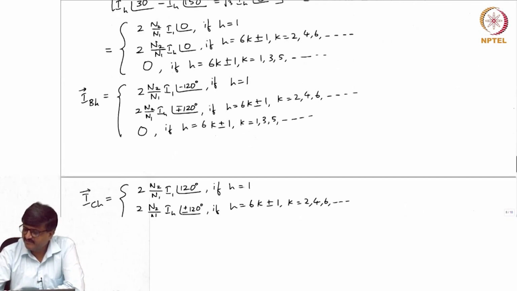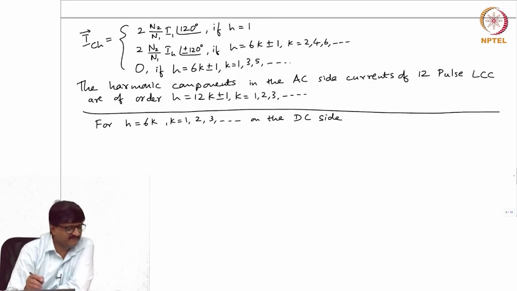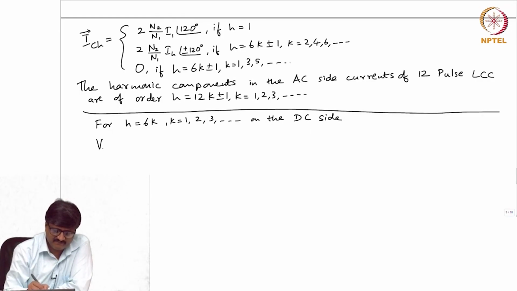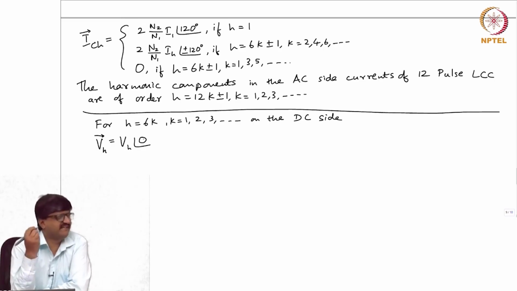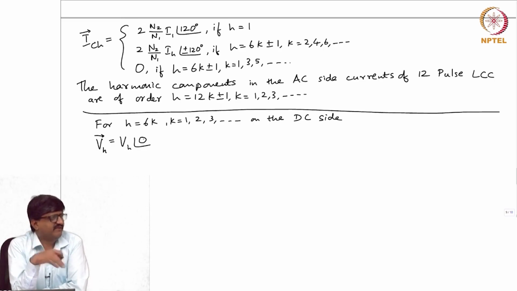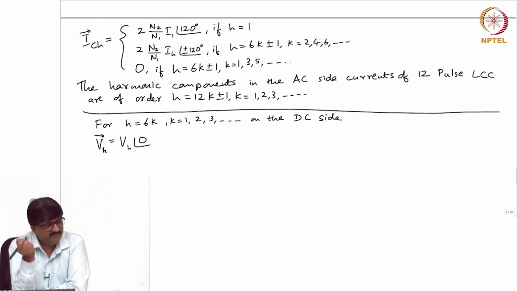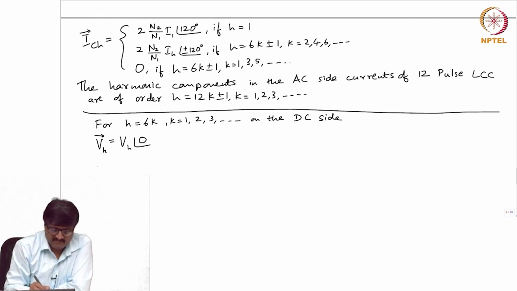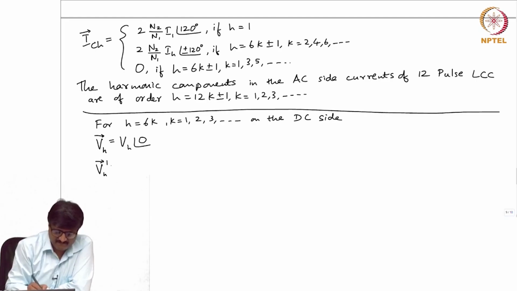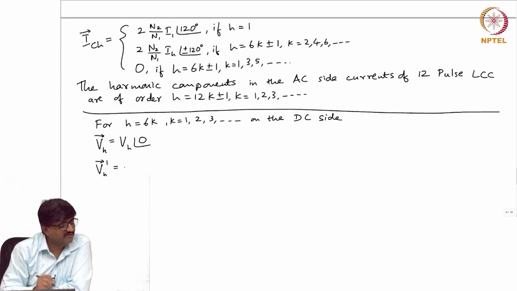So, can I get an expression for VH and VH prime? Suppose I take VH as VH at an angle 0. H is any harmonic component: 6th harmonic, 12th harmonic, 18th harmonic, anything. For each, I take the complex VH as VH at an angle 0. Then what is VH prime? What is the magnitude? It is having the same magnitude. What about phase angle?